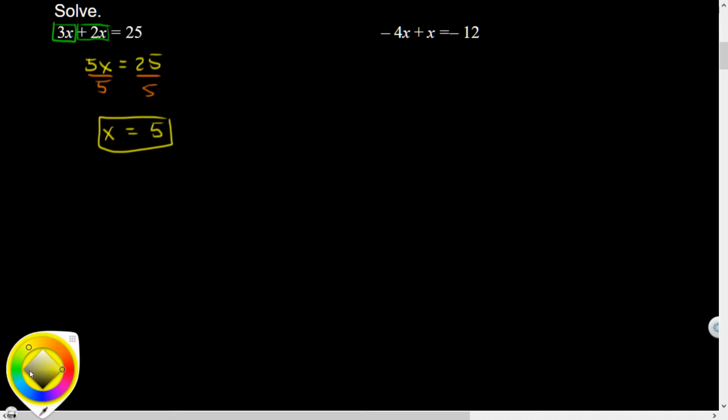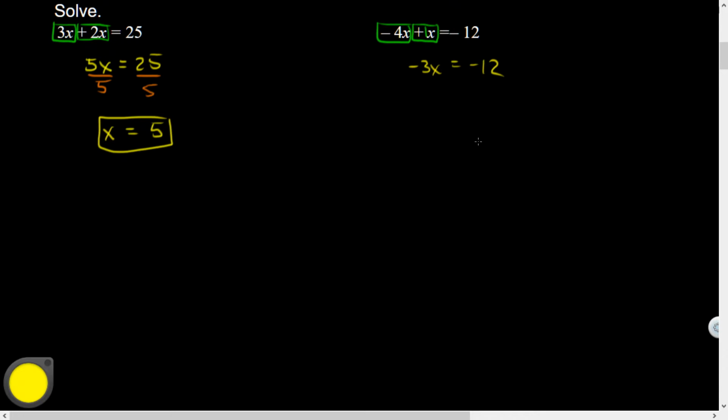I've got some like terms. So negative 4x plus, how many x's are this? There's an invisible 1 there. Plus 1x is going to be negative 3x. Oh, man. My color schemes got messed up. So I'll have negative 3x equals negative 12. All right. So probably going to add to both sides next.